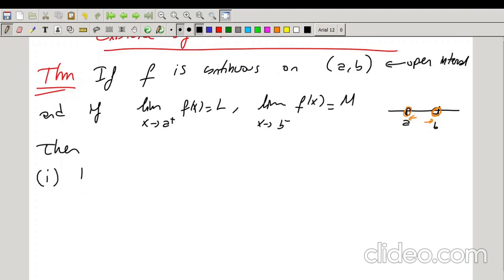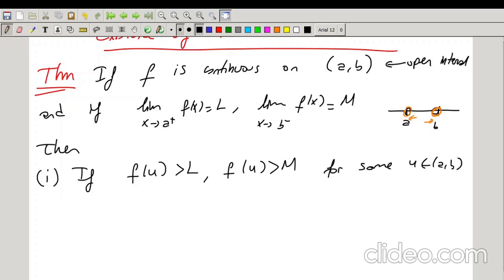Fine. If there exists some u in the interval AB such that f of u is greater than L and f of u is greater than M, for some u in AB, so you have a u in the interval somewhere here, let's say, then f has an absolute maximum on AB if both limits are smaller than the value of u.